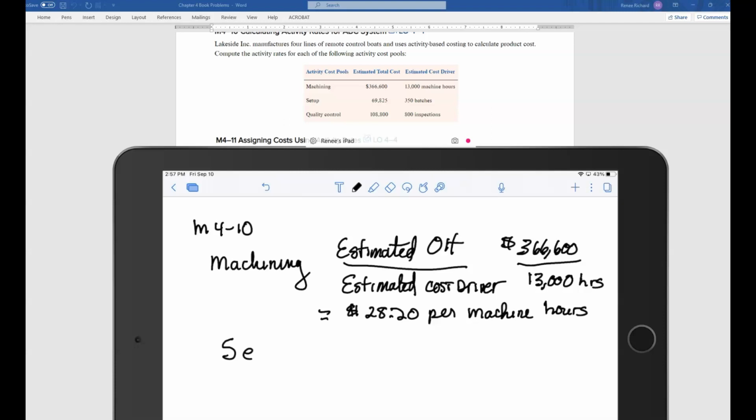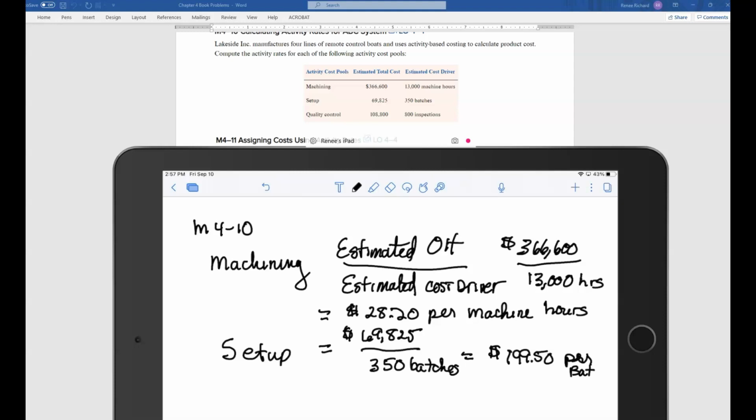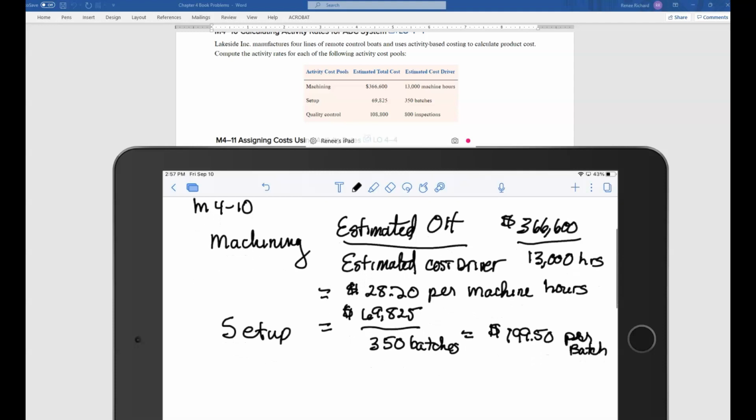For the setup, we're going to, again, take the total estimated overhead of $69,825. We're going to divide by the driver, which is batches, so $69,825 divided by the number of batches, 350 batches, and that equals $199.50 per batch. Again, don't skip writing down per what, because it will help.